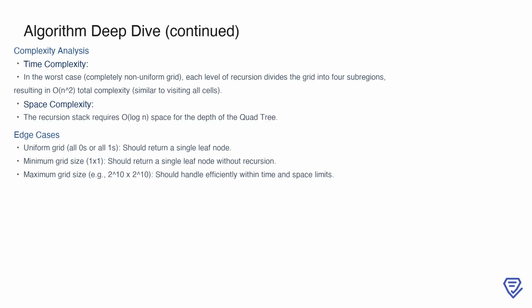When implementing this algorithm, there are a few edge cases to consider. For example, if the grid is completely uniform, containing only zeros or ones, the output should be a single leaf node representing the entire grid. For the smallest possible grid, which is 1 times 1, the algorithm should immediately return a leaf node without any further recursion. On the other end of the spectrum, the algorithm should also handle large grids, such as 2 to the power of 10 x 2 to the power of 10, efficiently within the given time and space constraints. These considerations ensure the algorithm is robust and performs well across all input scenarios.